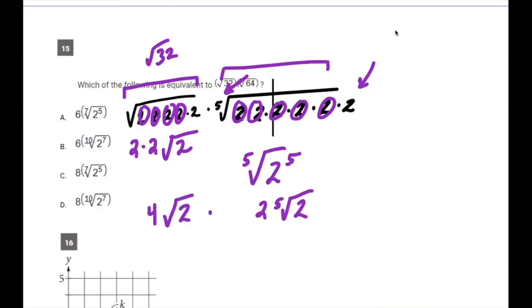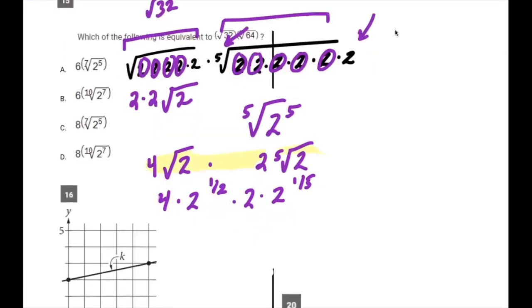Remember, we're trying to put all of this together. And I will just recreate that for this part as well. So that is 4 times 2 to the 1/2 times 2 times 2 to the 1/5. Now we're back where we were in the last way that we approached this problem.